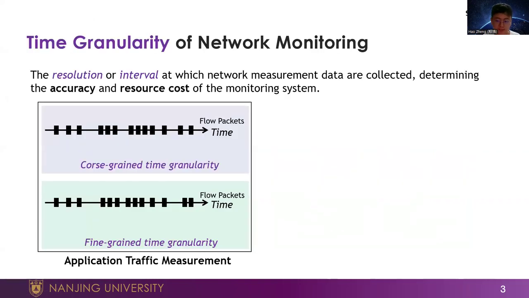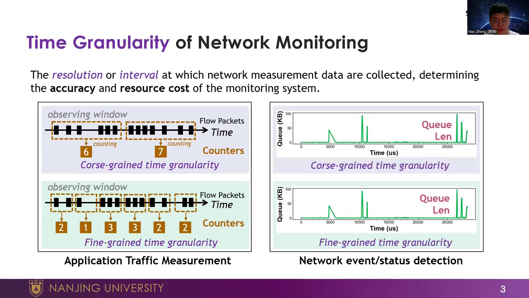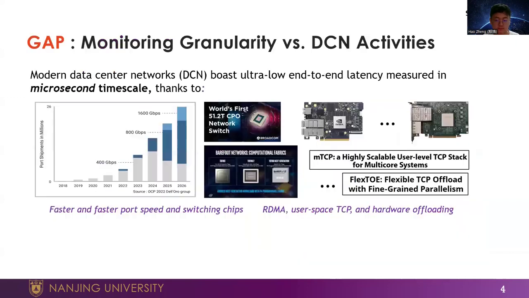Today, our topic is about the time granularity of the network monitoring. For application traffic measurement, the time granularity refers to the size of the counting window. A coarse grain time window means each counter covering packets over a long time span. On the other hand, fine grain time granularity means shorter or small windows. In the context of network event monitoring, the time granularity means the frequency of reading network status. Fine-grained observation implies more frequent reading of network status.